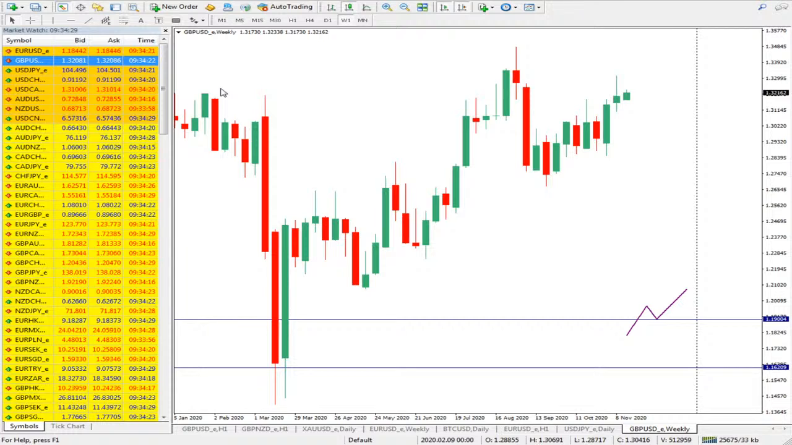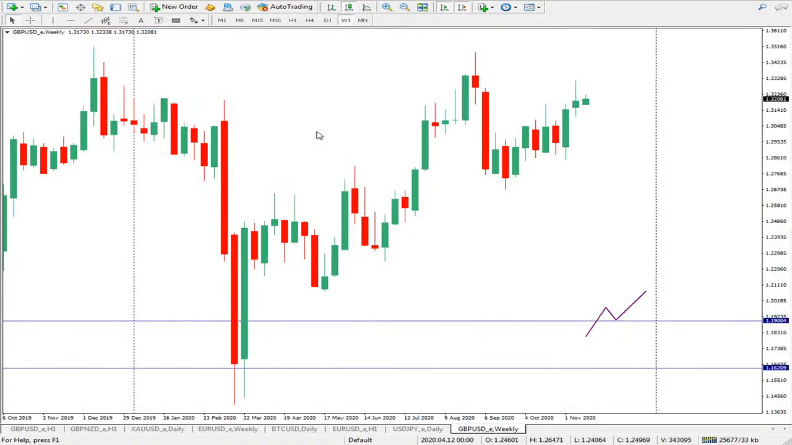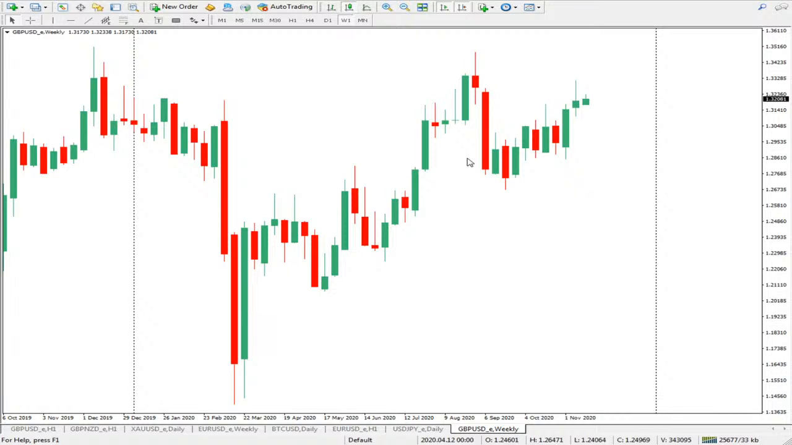Next is GBP USD. So far, the previous week's candle is a sell candle. We do have this candle. It has a long tail at the top and a small tail at the bottom, which means the price may likely descend to the lower side.